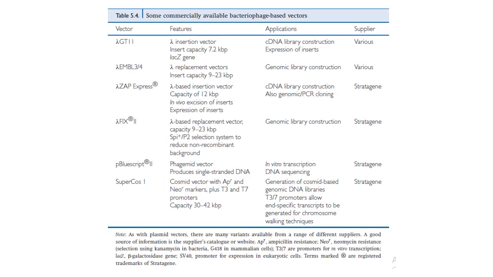Here are some of the commercially available lambda based vectors: lambda ZAP expression vectors, pBluescripts, Supercos, etc. Lambda EMBL34 is a general vector, not an expression vector. You cannot get a product of your cloned gene, while lambda ZAP and pBluescripts are expression vectors where you can get your product.